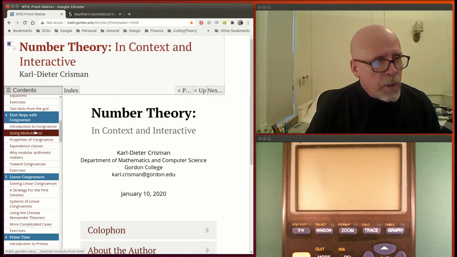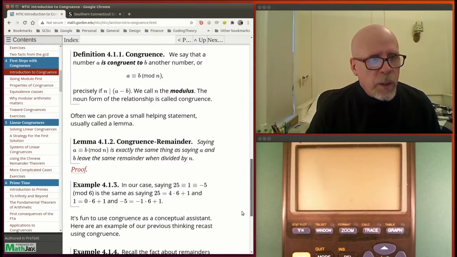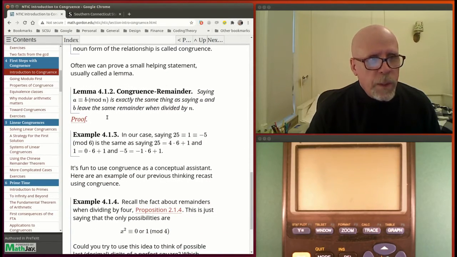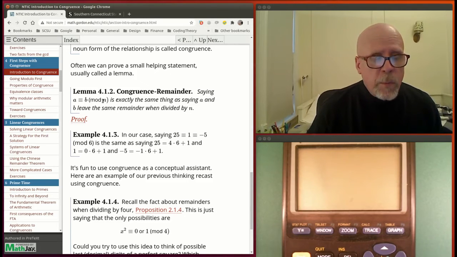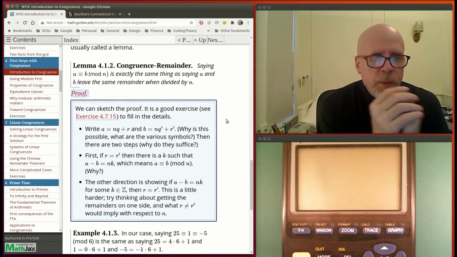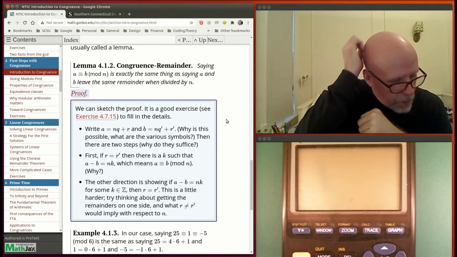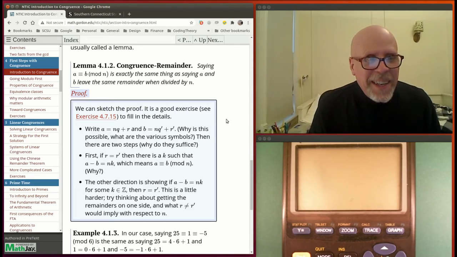So I was trying to show you this theorem, or lemma really, and its proof in the book. The lemma is 4.1.2. He said it in an informal way, saying that A is congruent to B mod n, in other words A minus B is divisible by n, is exactly the same thing as saying A and B leave the same remainder when divided by n. He doesn't go through the proof in detail. What he does is provide a sketch and then ask you to fill in the hard piece. So I thought it would be good for me to fill in the hard piece.